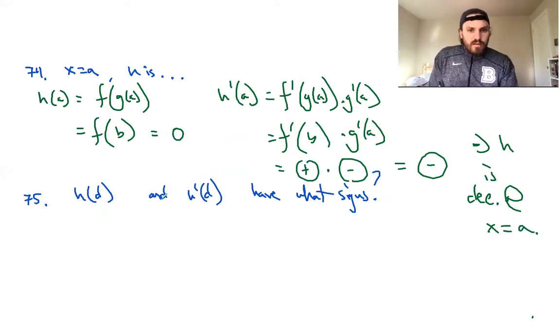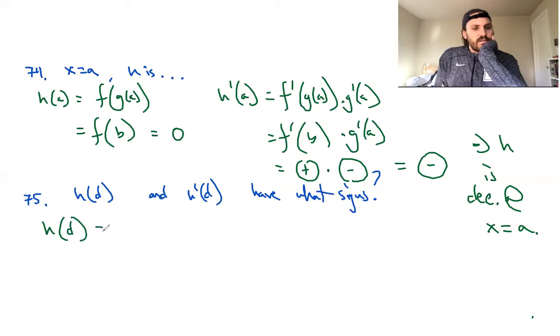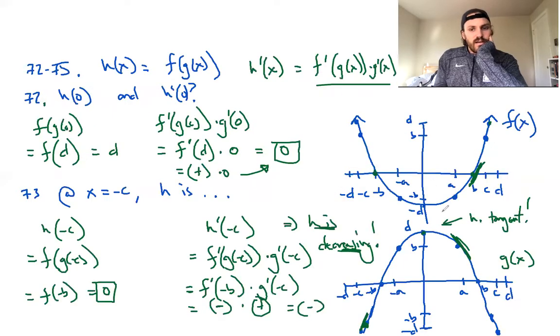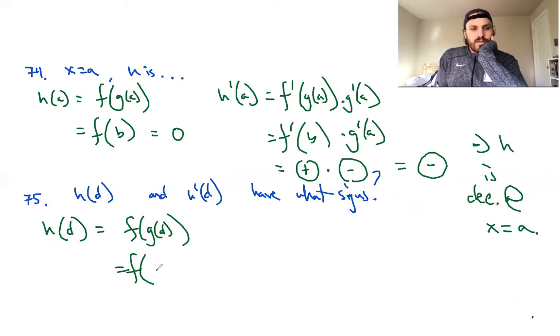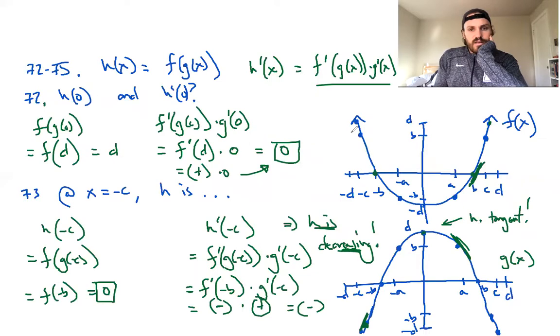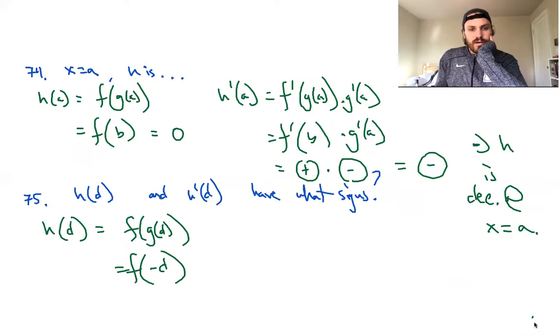Finally, h of d and h prime of d have what signs? Okay, so h of d, remember, is just equal to f of g of d, which is equal to f of, let's go back here, g of d is negative d. So f of negative d, and f of negative d is d, and it's definitely positive. So we know that that is positive.